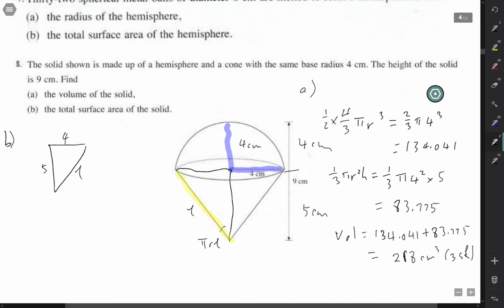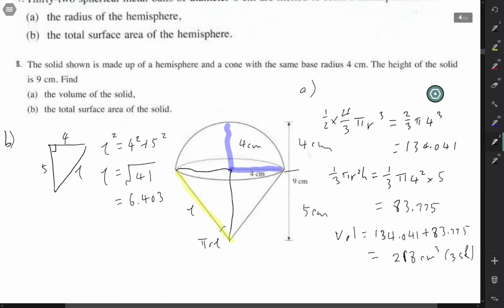And this is a 90 degree triangle. So I need to use the previous concept that I have learned, which is the Pythagoras Theorem. Okay, so to find L, L square is equal to 4 square plus 5 square. So L is equal to square root of 41, which is equal to 6.403 centimeters. Okay, that's the value of L. Now once I have the value of L, I can find the total surface area.